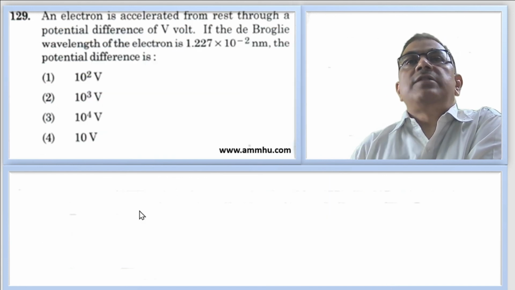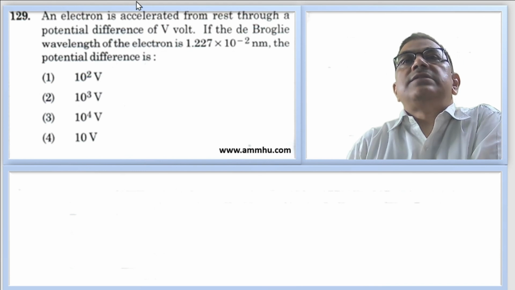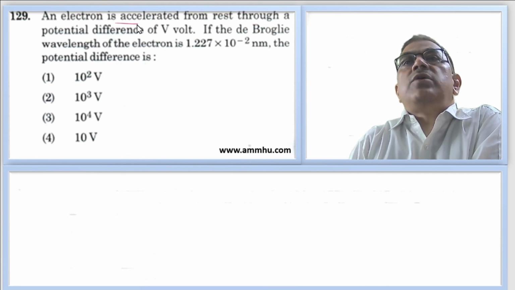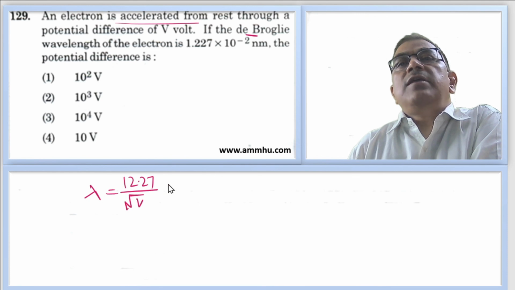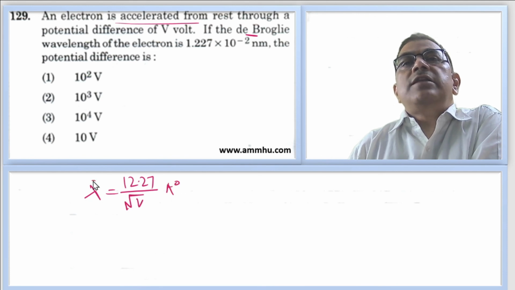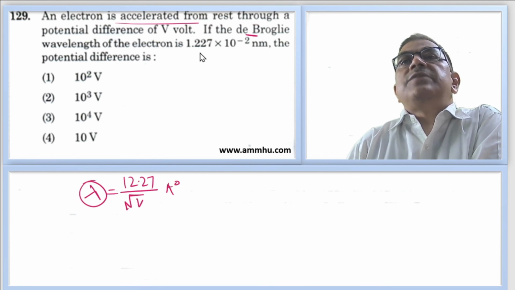Now let's come to another problem. In this case, an electron is accelerated, and we are talking about de Broglie wavelength. The de Broglie wavelength is given by 12.27 by root V angstrom. Is it right? And the de Broglie wavelength in this case is given to be how much?